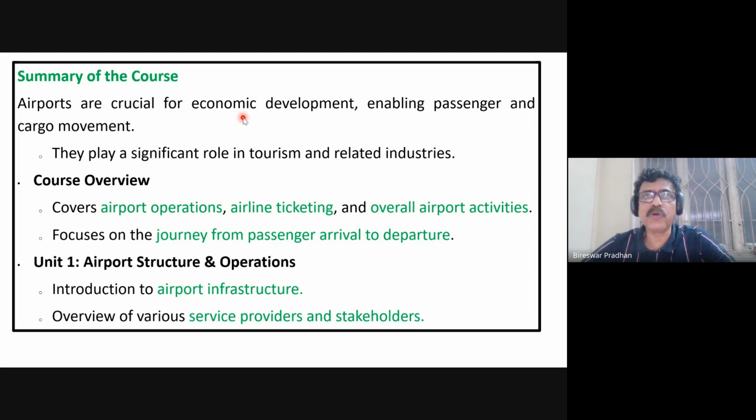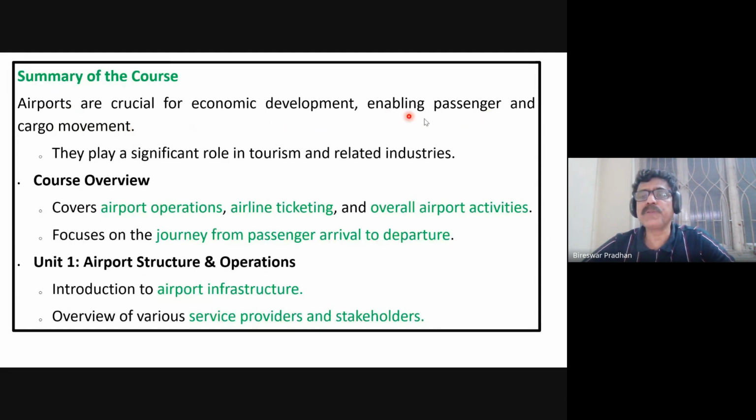When we are talking about tourism, we have the 4 A's: attraction, accommodation, accessibility, and amenities. The airport comes under accessibility. And today people travel a lot, and airports are needed for tourism development also.